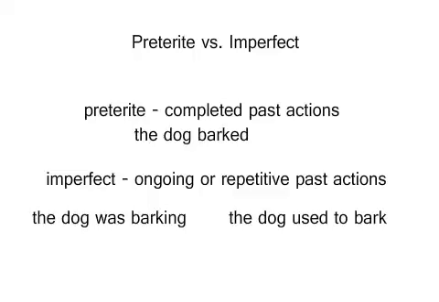Once we understand those distinctions, then we can pretty easily determine which tense to use in any given circumstance, whether we're using a tense by itself or if we're combining the two. Again, if it's an ongoing past action like the dog was barking, we would use the imperfect. Likewise, if it were a repetitive past action like the dog used to bark, we would use the imperfect. But if it's a completed past action, an action that at that point in time in the past was completed, we would use the preterite tense.